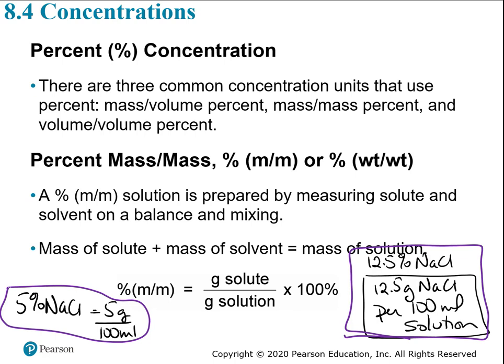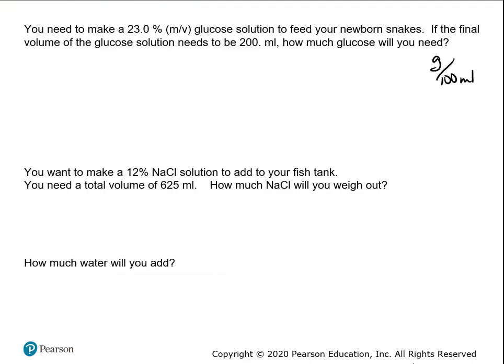And I'm going to do the exact same thing. Concentration times volume tells me the amount of solute. So I'm going to use that exact same step, but it's going to give me my answer in grams in one step. I don't have to work with moles. That's molarity. If I have percents, so it says you need to make a 23% glucose solution to feed your newborn snakes. If the final volume of the glucose solution needs to be 200. with the decimal place exactly, how much glucose will you need?